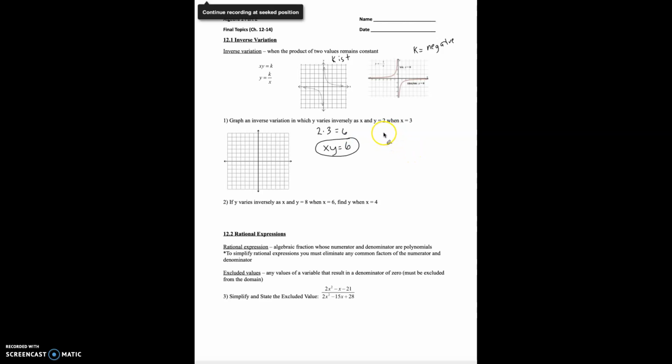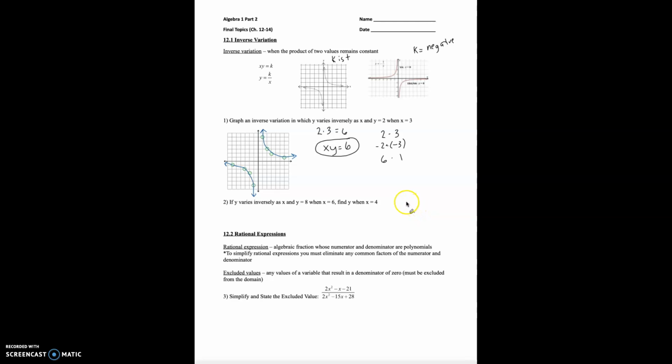Some points that work, obviously we know 2 and 3. Also, negative 2 and negative 3. You can have 6 and 1. You can have negative 6, negative 1. So go ahead and plot those points. I like graphing 4 in each of the quadrants and then make your curve. Hopefully your graphs look just like mine after you plotted them. Smooth curves the best you can.